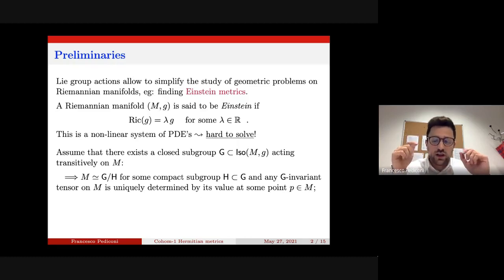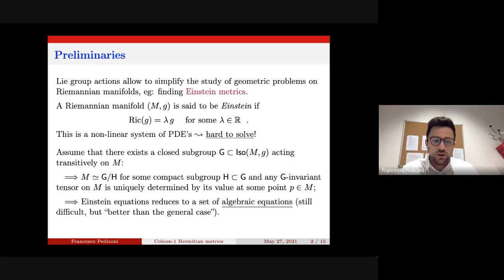In this situation, any G-invariant tensor field on your manifold is uniquely determined by its value at your favorite point P. In particular, it follows that the Einstein equations reduce to a set of algebraic equations, which in general are still very difficult to handle, but they are definitely easier than the general case. So this is one powerful tool in order to study Einstein metrics.